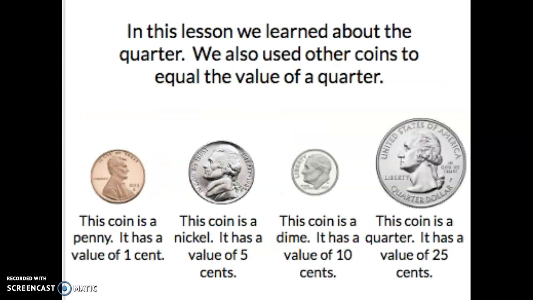In this lesson, we learned about the quarter, and we also used other coins to equal the value of a quarter. Remember, this coin is a penny, and it has a value of 1 cent. This coin is a nickel, and it has a value of 5 cents. This coin is a dime. It has a value of 10 cents. This coin is a quarter. It has a value of 25 cents.